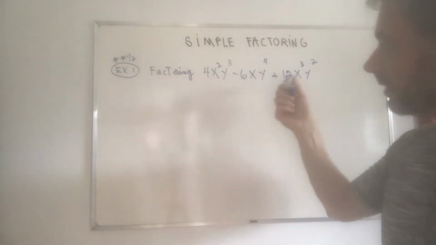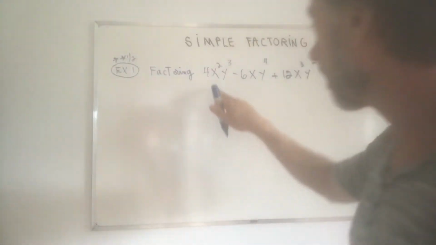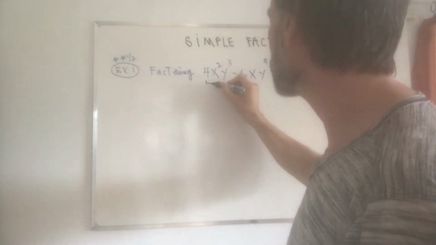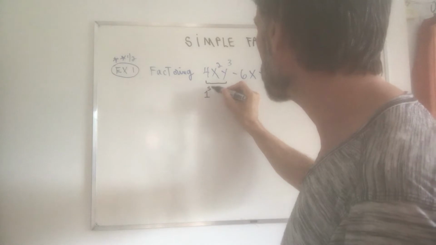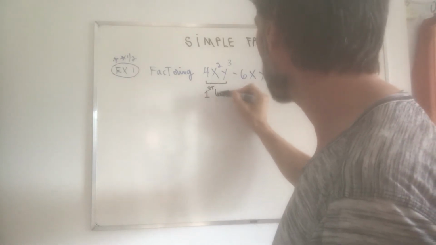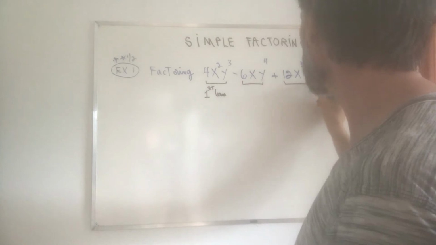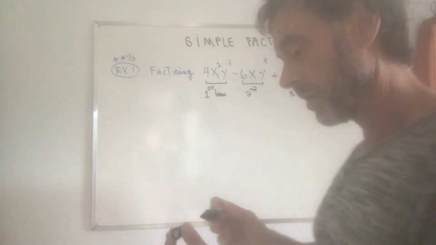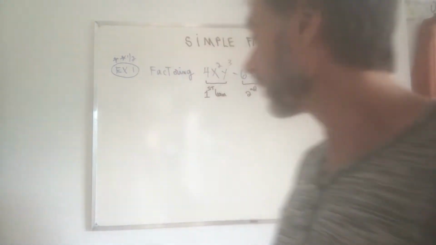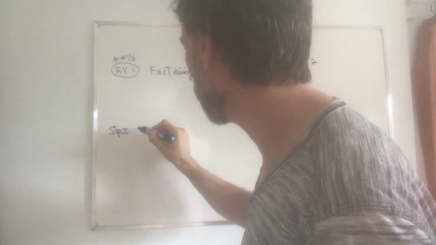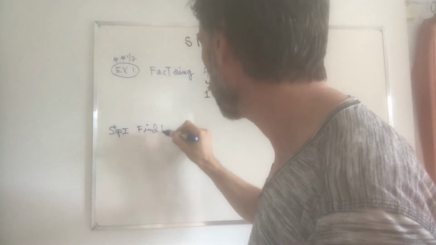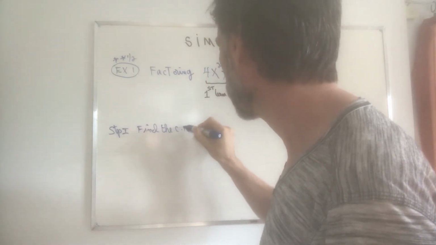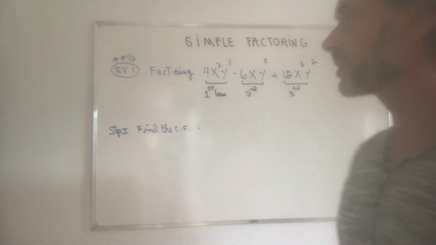So what I have here is a trinomial because there are 3 terms. So clearly, if I want, and I do want, I can call this the first term, this the second, and this the third term. All right? So here's the standard way of doing this. First of all, if you want to call it step one, find the common factor. What's the common factor?